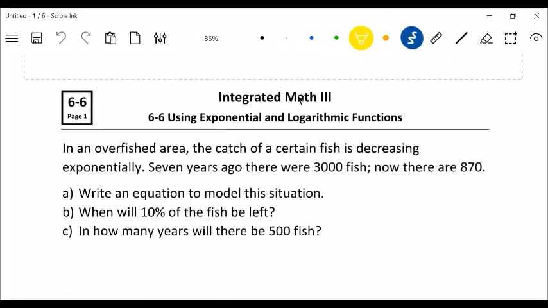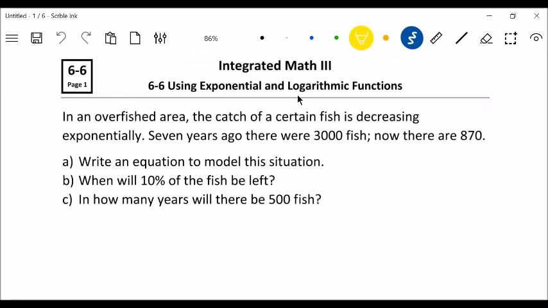Welcome. Let's look at doing some applications of exponential and logarithmic functions. So we're going to start here with a decreasing population problem. It's an overfished area. A certain fish is decreasing, or the amount of the catch is. 7 years ago, there were 3,000 fish. Now there are 870, and that's 7 years later.